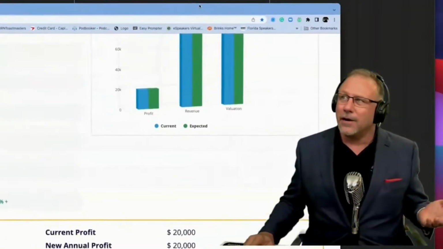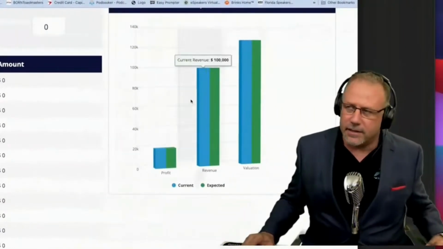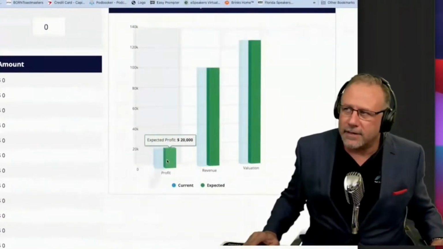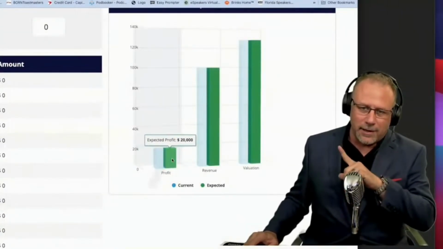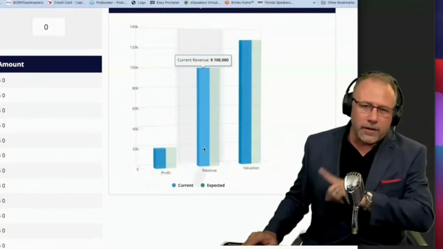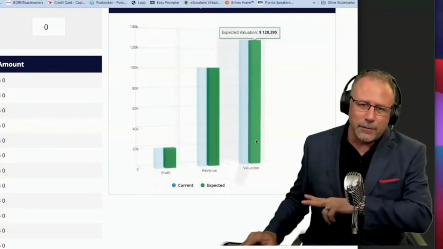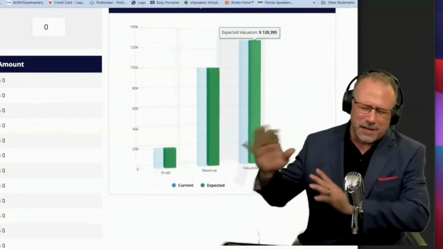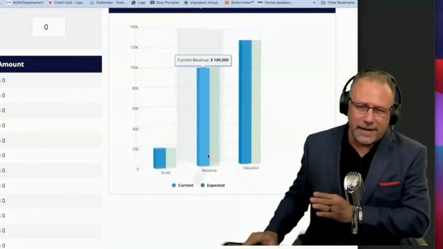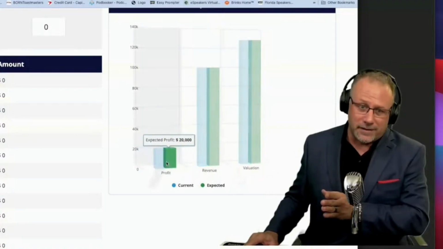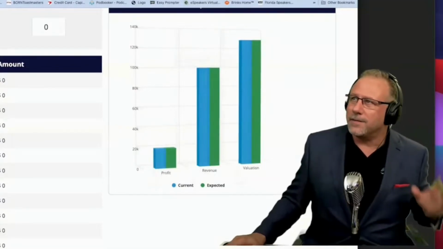That's why we're using round numbers, because it's easier to keep up with on a show like this. So here's your profit at $20,000 before we mess with things, and after, you're going to see the green go up. Here's your revenue, $100,000 before we mess with it, and then the green will show a rise after. Valuation won't change much, because we're not worried about how much your business is worth. We're worried about how much revenue you have before and after, and how much profit. Right now it's 20%.